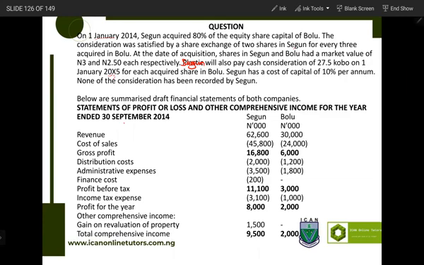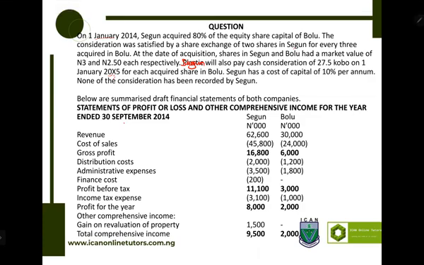He paid a cash consideration. What is the price of the cash consideration that he paid? On 1st of January 2015, how many years do we need to calculate? He paid, I think it should be 1 year. Sir? It should not be 1 year. That's what I want to calculate.